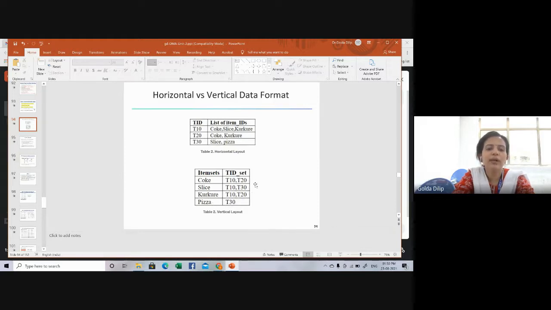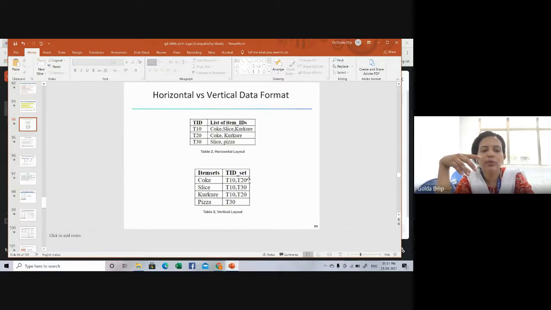So here the format is item set, colon, TID set. It could be more than one transaction; it need not be just one. The Apriori algorithm that we discussed uses the horizontal data format. The FP growth algorithm is also an algorithm that makes use of the horizontal data format.